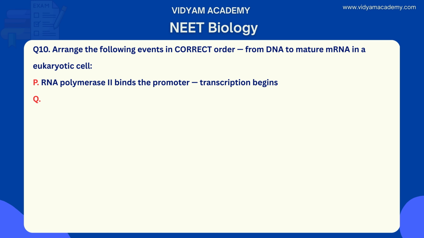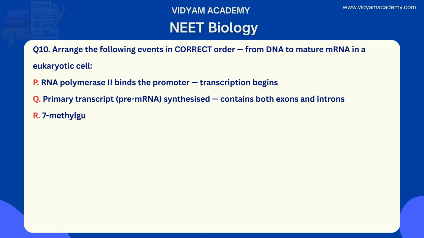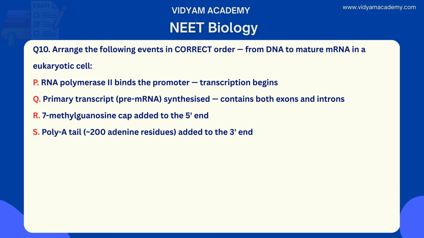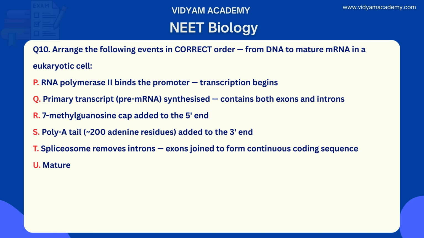Arrange the following events in the correct order from DNA to mature mRNA in a eukaryotic cell. P: RNA polymerase II binds the promoter, transcription begins. Q: Primary transcript pre-mRNA is synthesized, containing both exons and introns. R: 7-methylguanosine cap added to the 5' end. S: Poly-A tail of about 200 adenine residues added to the 3' end. T: Spliceosome removes introns, exons join to form a continuous coding sequence. U: Mature mRNA exported through nuclear pores into the cytoplasm.